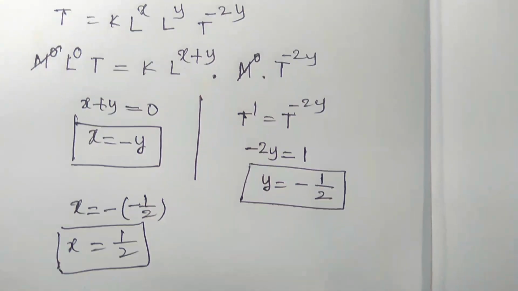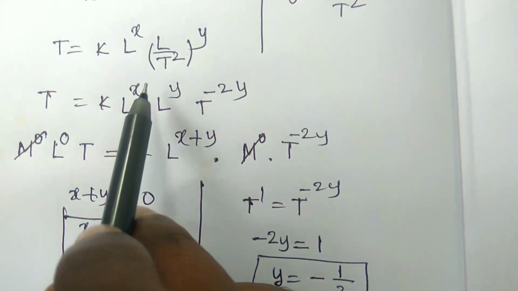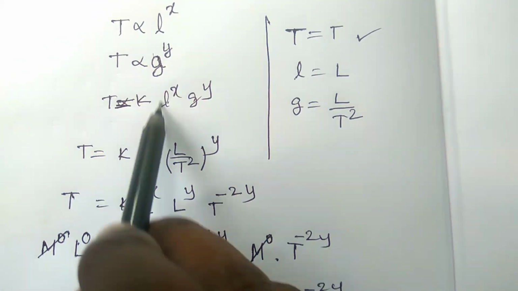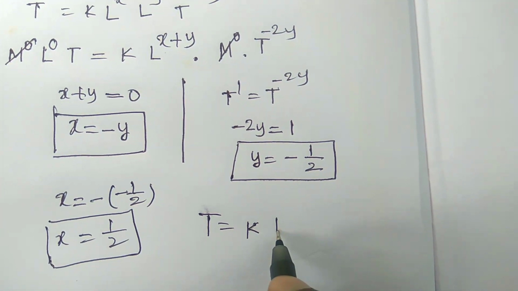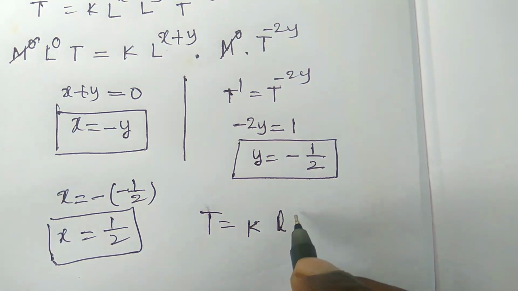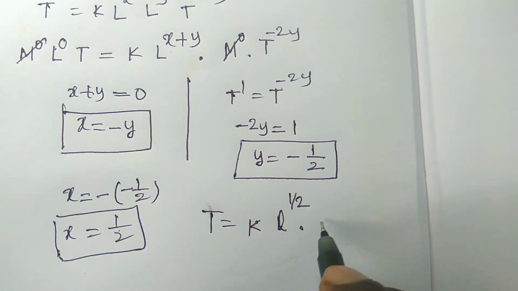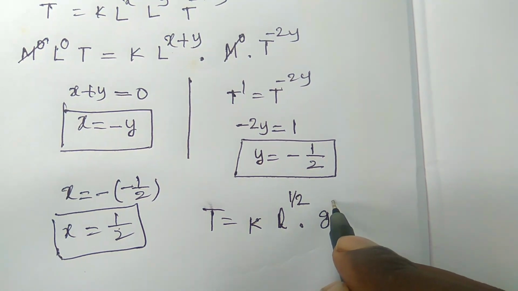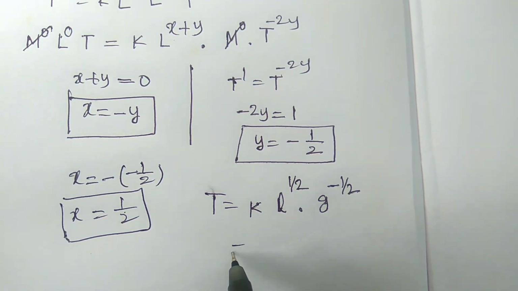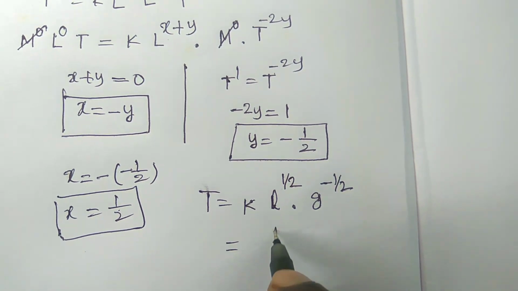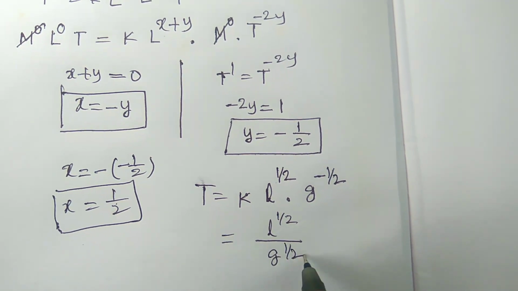So now we have to check our expression. We already wrote that t is equal to k into L power x, g power y. K into L power x means 1 by 2, into g power y, where y means minus 1 by 2. So here we can write L power 1 by 2 by g power 1 by 2.